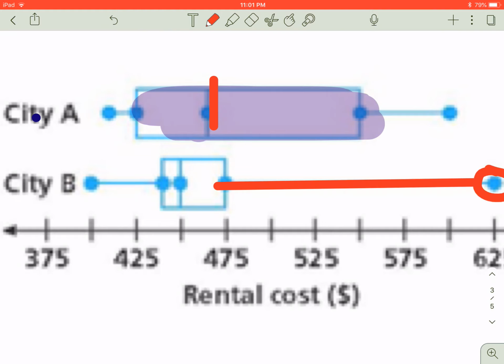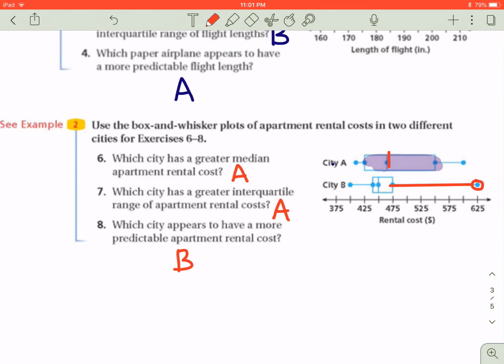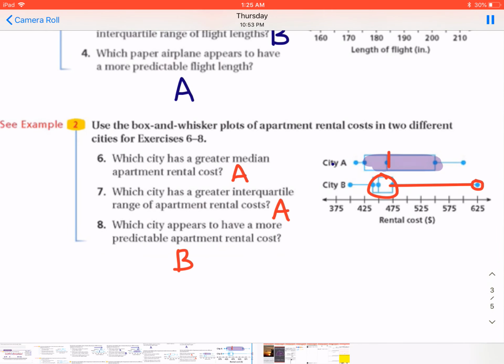Can we still predict the cost of an apartment in City B pretty well? Yeah, that one outlier is not going to affect how predictable it is. So we're only looking at the box. So that's why B is more predictable, because the box size is smaller.